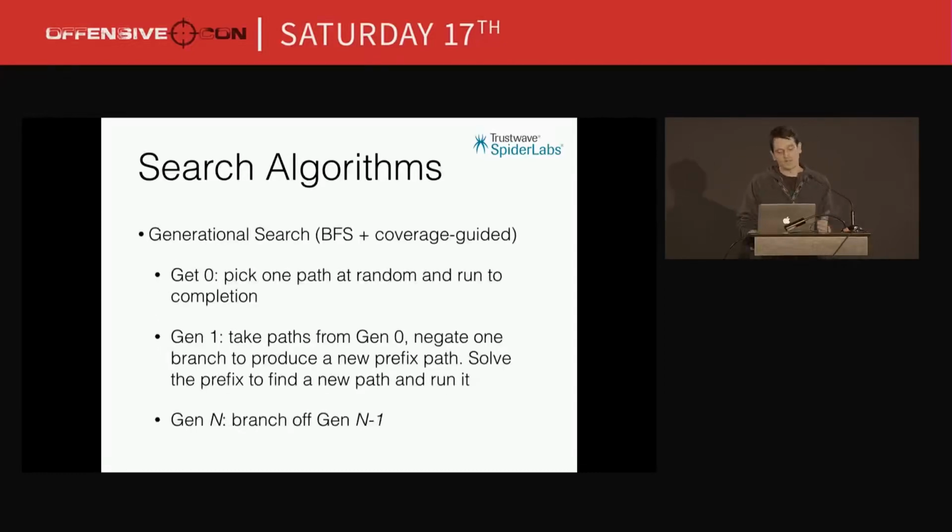And I guess lastly, the generational search, and it's really a combination of BFS and coverage-guided fuzzing. The way it works is, let's say at generation 0, you pick one path at random and you run that path, and then at generation 1 you take the paths that you've discovered at generation 0, you negate one of the branches and you produce a new prefix, and then you solve that prefix path, and then you do this again. So for generation n, you would branch off generation n-1.